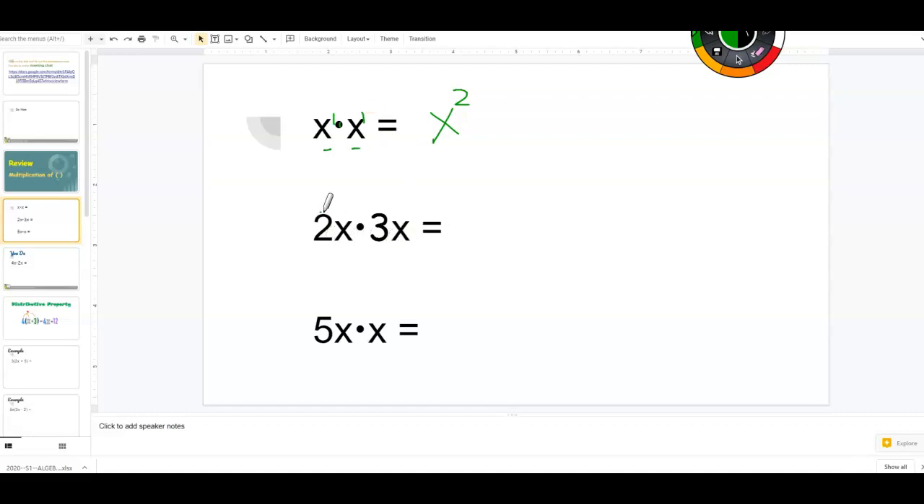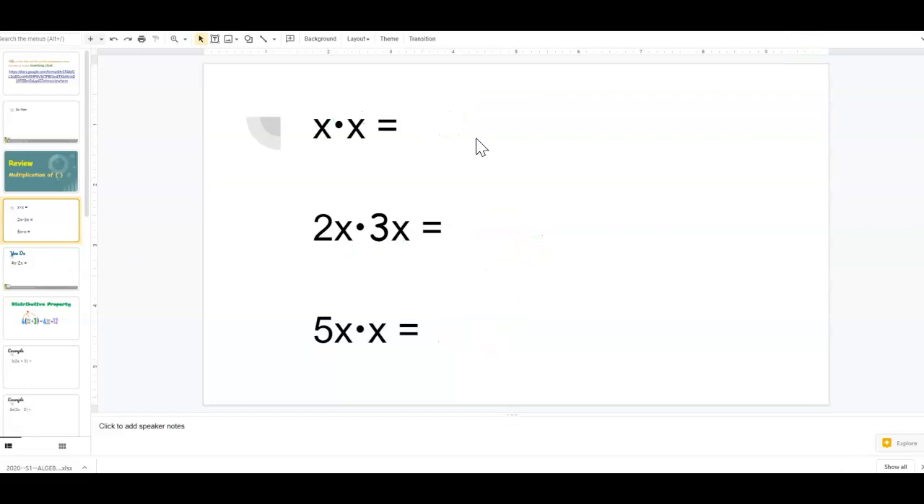So you just remember number times number, x times x. So number part, 2 times 3 is 6. X part, x times x is x squared. 5x times x. So number times number, the number part is just 5. X part is x times x, which is x squared. Okay, we need this basic knowledge to do more complicated multiplications.